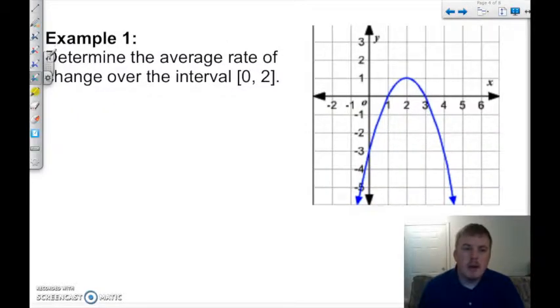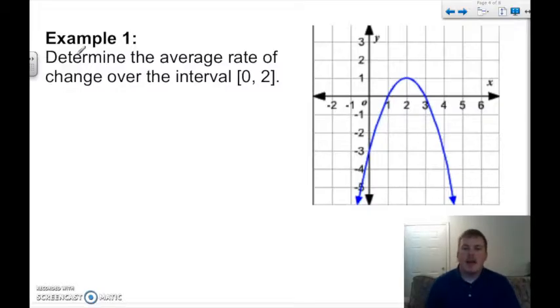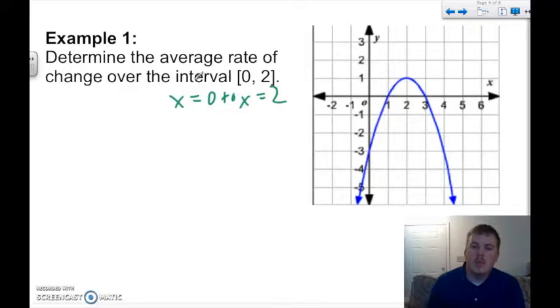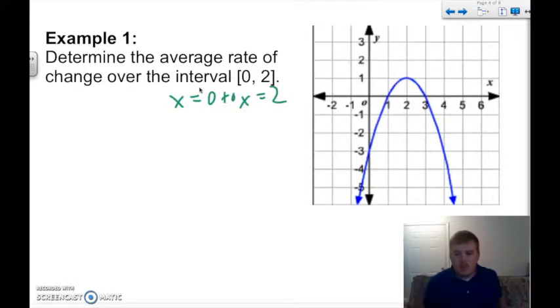One time you might be asked to find the rate of change from a graph. So we are asked to determine the average rate of change over the interval from 0 to 2. So this is actually not an ordered pair. A lot of times people want to go ahead and think that this is one of the ordered pairs that we're using. What this actually is, is an interval that's saying from x equals 0 to x equals 2, what is our rate of change?